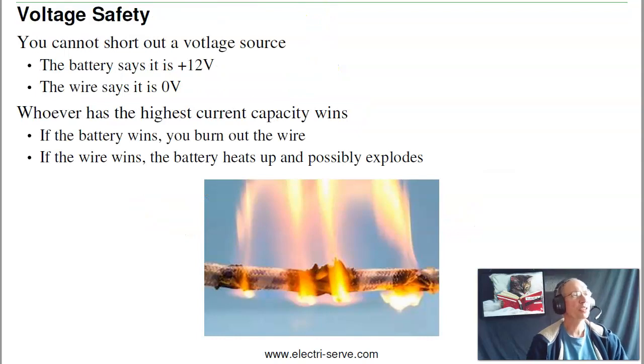And for voltage safety, if you have a voltage source, the battery is trying to keep the voltage at 12 volts, say a car battery. If you have a wire, I'm trying to make the voltage 0 volts. If you short out a battery, I've got a fight. Battery says 12 volts, wire says 0 volts. Whoever's got the biggest fuse wins. Again, in that case, if the battery wins, you burn out the wire. If the wire wins, the battery gets hot, sometimes explodes. So don't short out voltage sources.